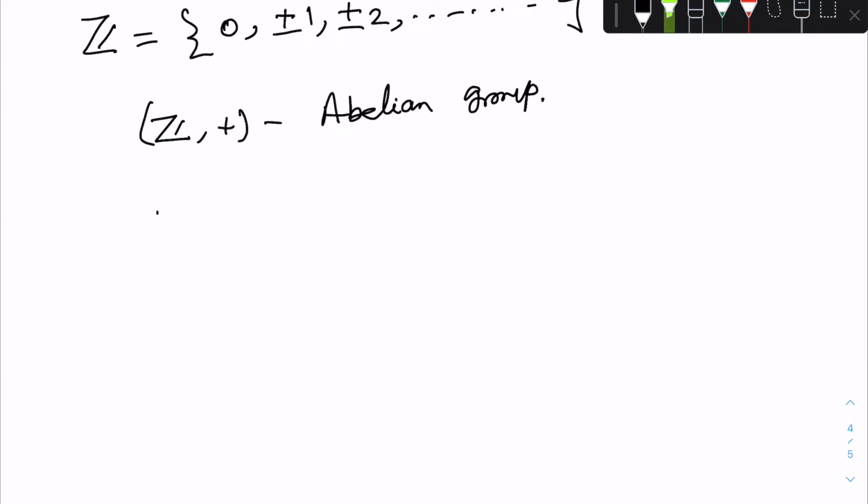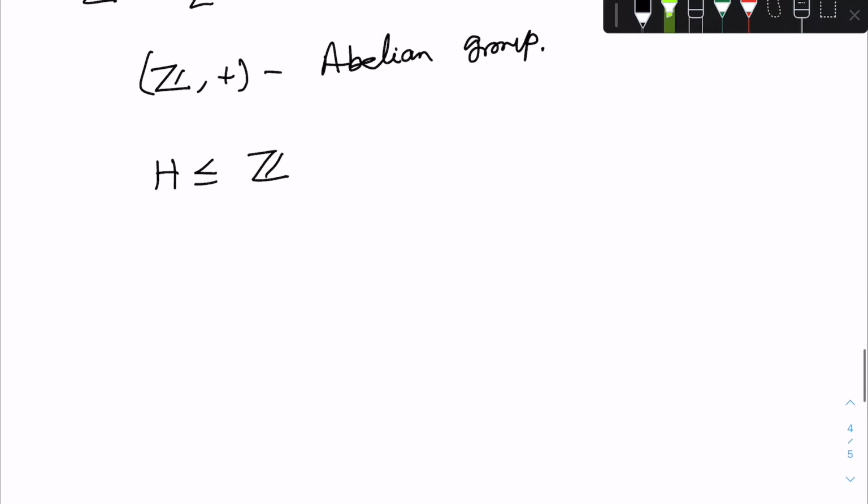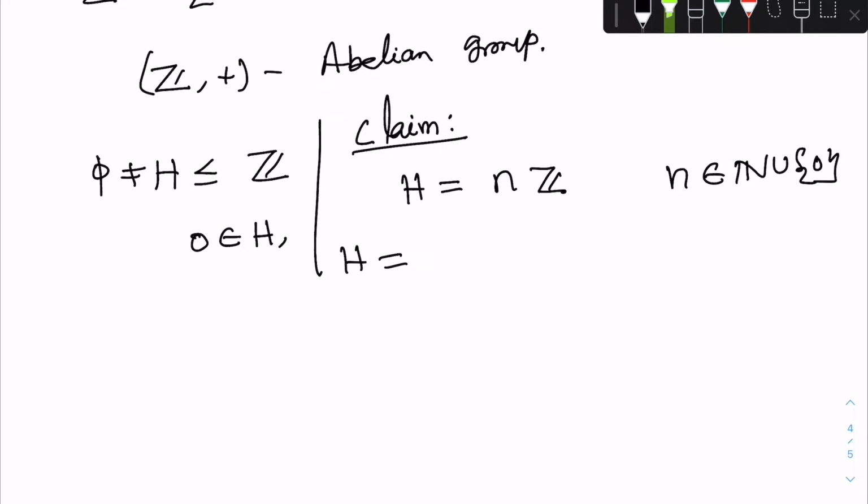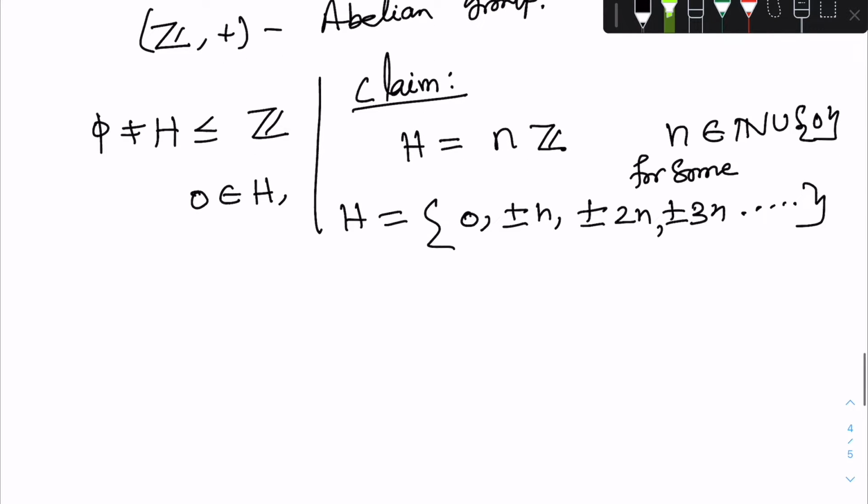So what is a subgroup? I have to start from a subgroup. Abstractly, I will try to classify how they look exactly. A subgroup should be non-empty, and zero should be in the subgroup because that is the identity. There may be many more elements. My claim is very simple: all subgroups look like nZ, where n belongs to the natural numbers union 0. That is, they look like 0, plus or minus n, plus or minus 2n, plus or minus 3n, and so on. This is my claim, and let's prove that.